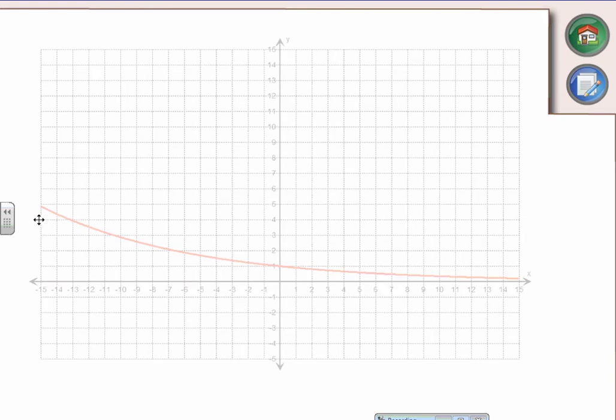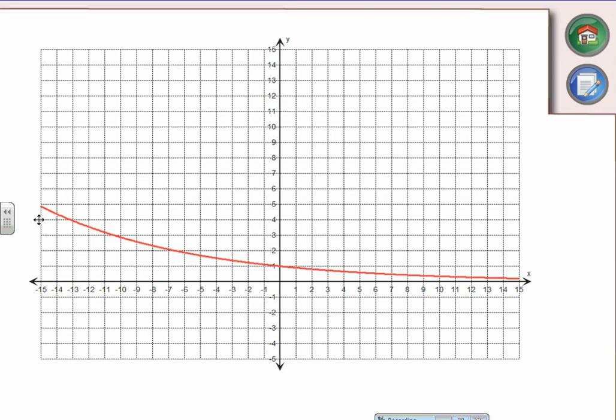All right, let's graph up this 0.9 to the x and see what happens there. When we punch that in, whoa! It looks almost the same as what the 1.1 to the x looked like, except it seems to be going in the other direction. But again, that y-intercept there is at 1. Let's look at the next graph.